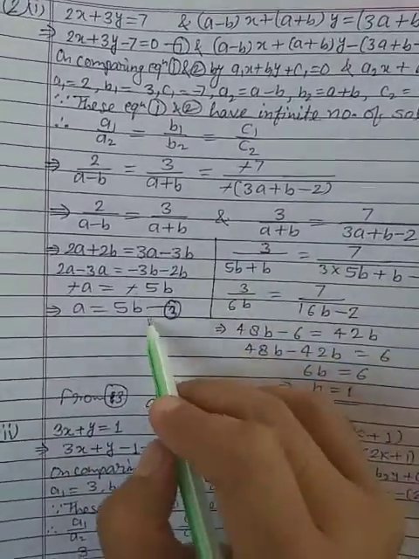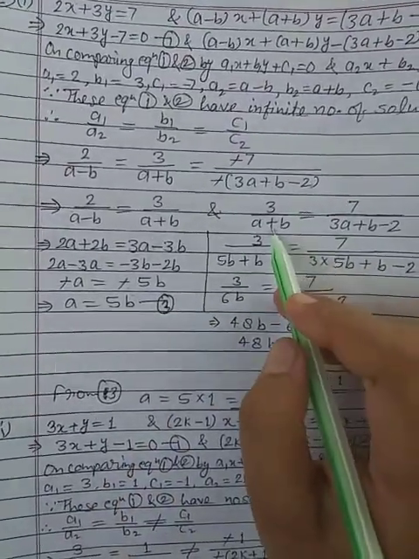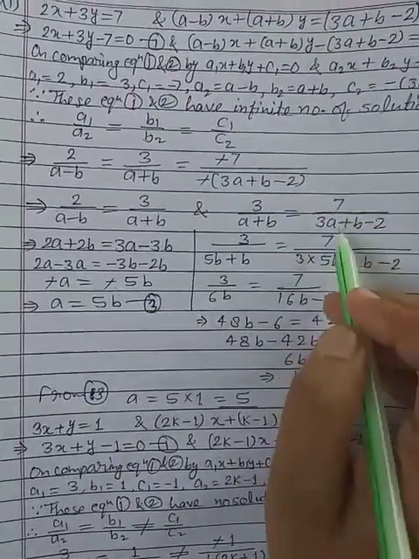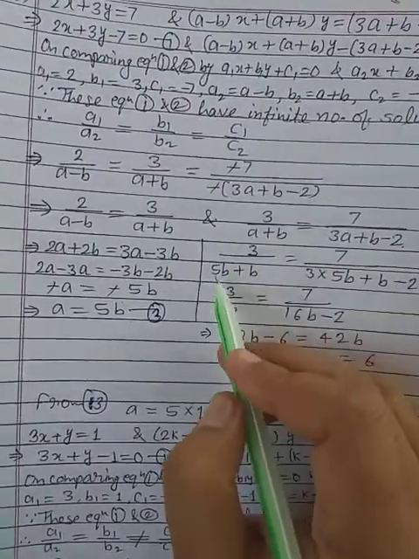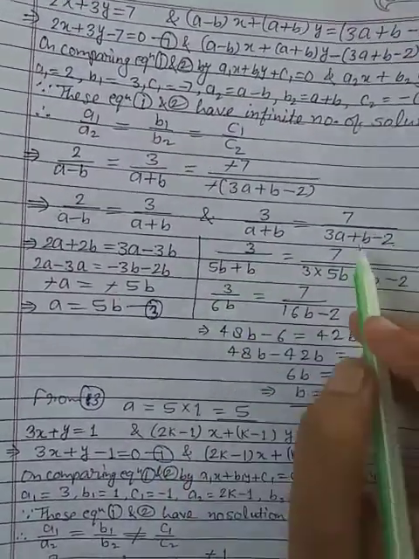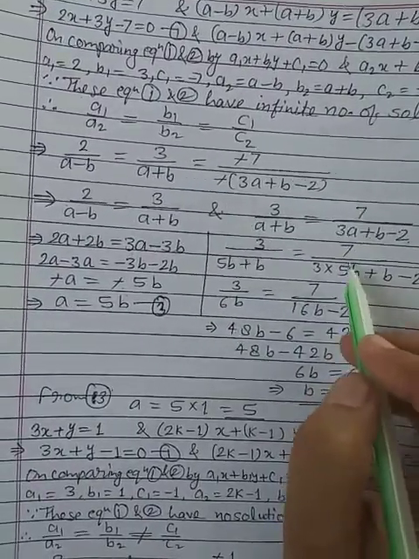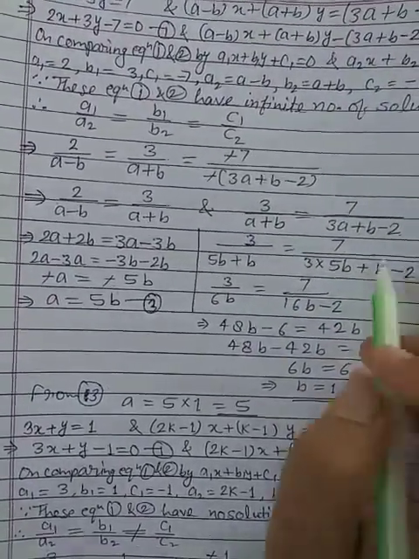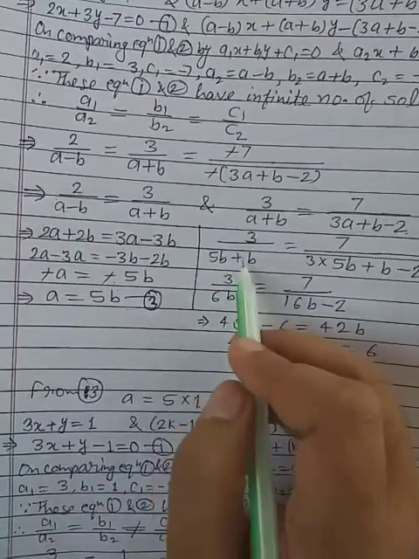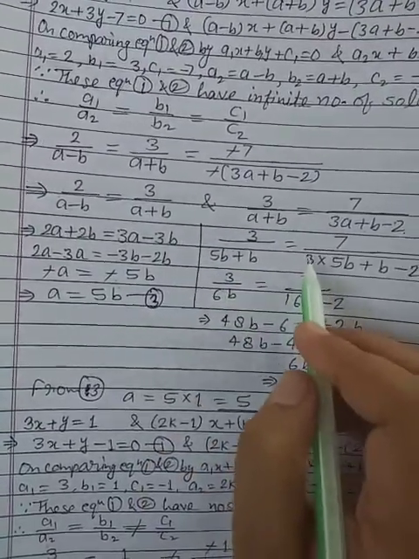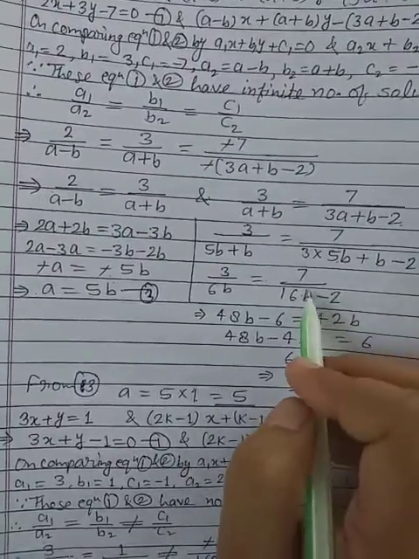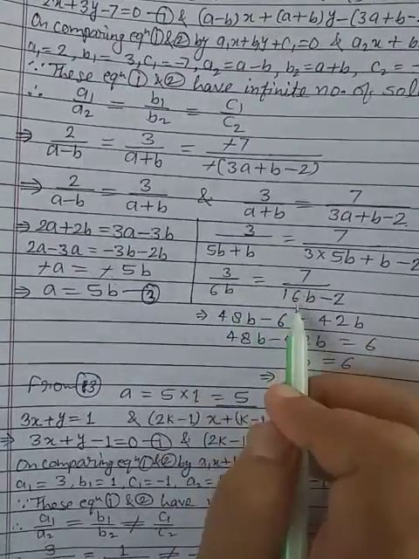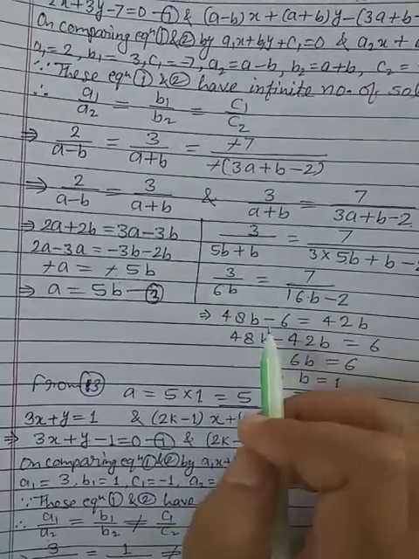Then we put this value, equation 3, in the second condition, that is 3 upon a plus b equals 7 upon 3a plus b minus 2. Now in the place of a we put 5b: 3 upon 5b plus b, and 7 upon 3 times 5b plus b minus 2. 3 upon 5b plus b is 6b, 7 upon 3 times 5 is 15b, plus b, so it will be 16b minus 2.